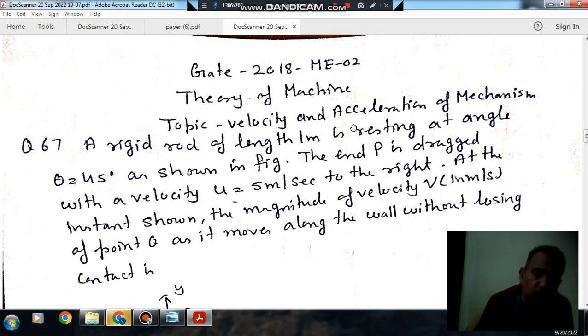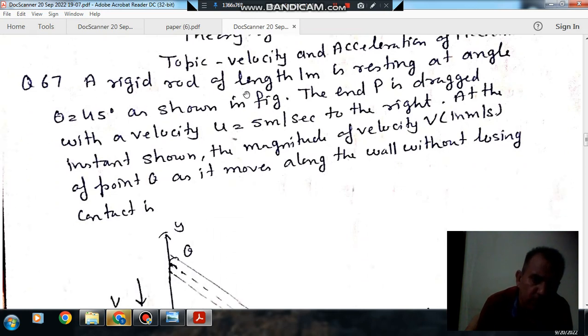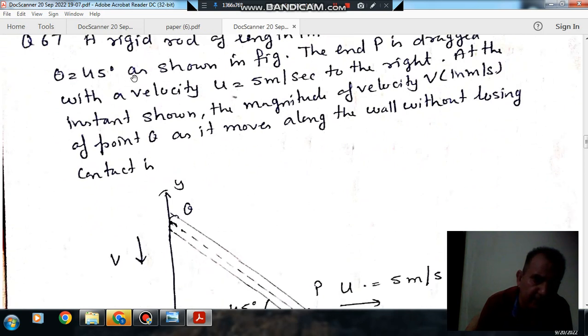Hello, welcome again. We are solving some questions of Theory of Machines. The topic is velocity and acceleration of mechanism. Question number 67 from GATE 2018 ME-02: a rigid rod of length 1 meter is resting at angle theta 45 degrees as shown in the figure.